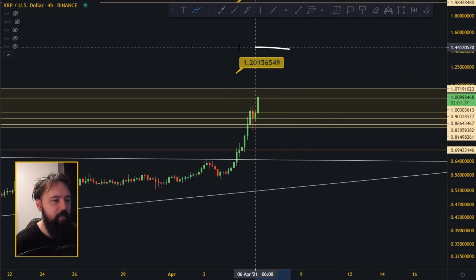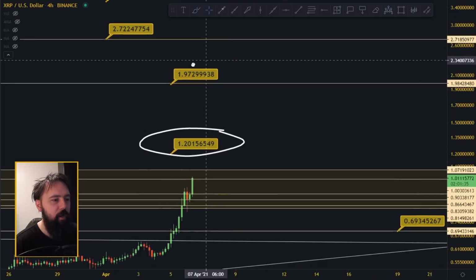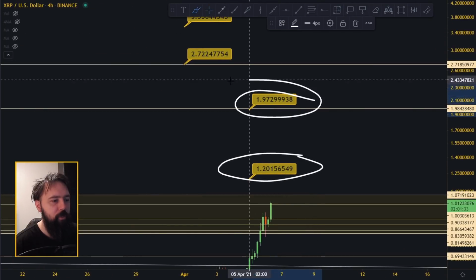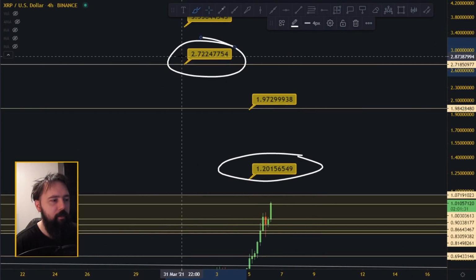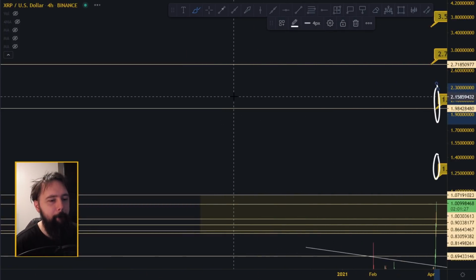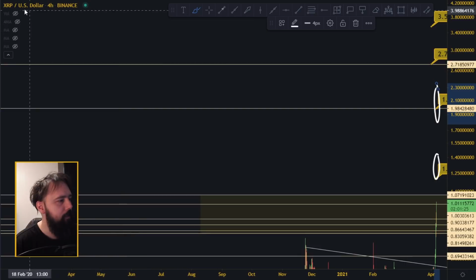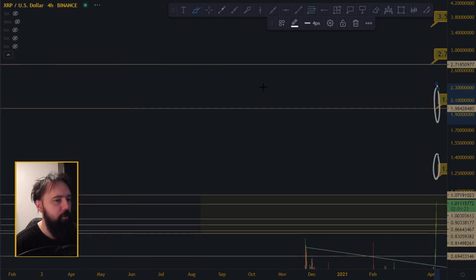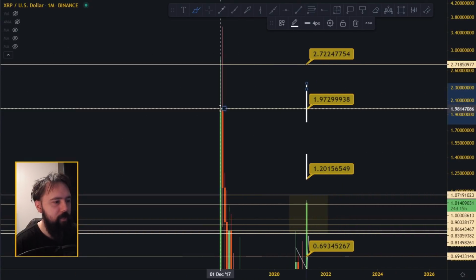But first target is, like I said, 1.2, and after that we are looking for this 1.9 target, and then 2.7 and so forth. 1.9, that's all-time high monthly close, and let me show you. All-time high monthly close, that's over here.